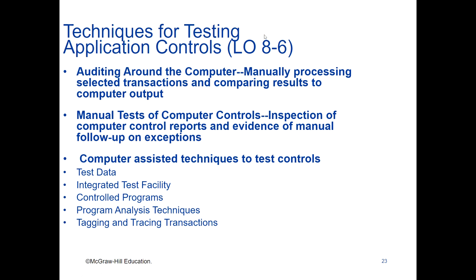So it's called parallel processing, where you're creating your own sequence of steps that are meant to mimic what the firm is doing in their applications, and then you take the same input and see if you get the same output. So that's another way to test for application controls.